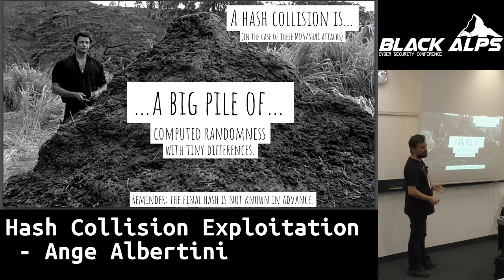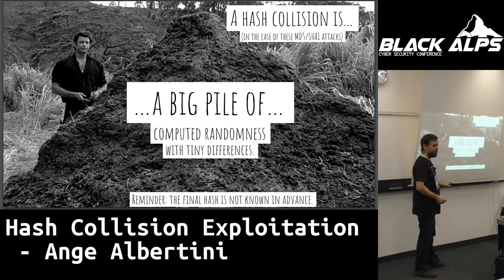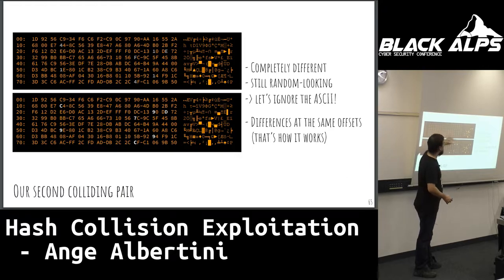So a hash collision is a big pile of computed randomness, which is why the final hash is not known in advance. This is full of randomness. We have no idea what the final hash will be. At the end, we can compute the final hash, but we are not trying to aim for a specific hash. This is not what it's about. Yes?